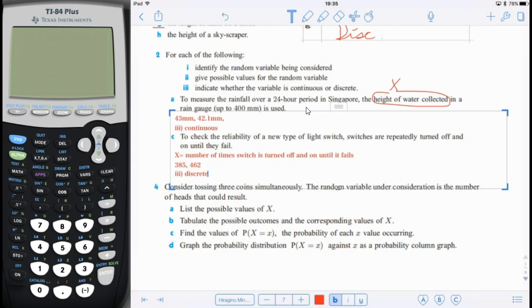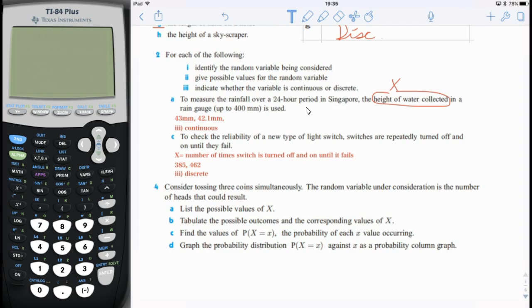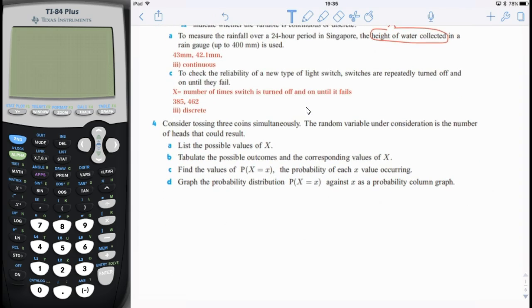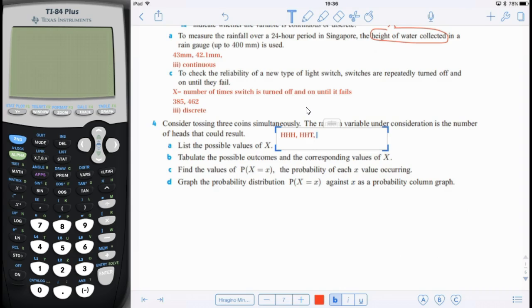All right. Consider tossing 3 coins simultaneously. The random variable under consideration is the number of heads that could result. List the possible values of x. So we've got heads, heads, heads; heads, heads, tail. It's really good to be organized about the way you write these out, because if you're not, you can miss one pretty easily.